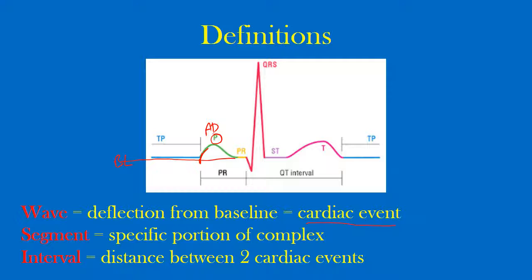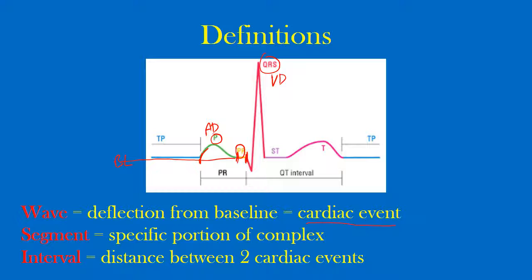Next, we have the segment, and this is a specific portion of the complex. For example, the segment between the end of the P wave, so the end of the green, and the beginning of the QRS complex, here in red, which represents, we'll say, ventricular depolarization. This is called the PR segment.